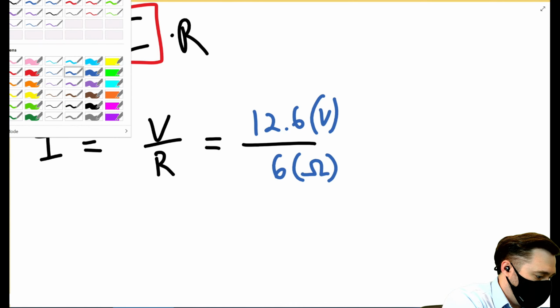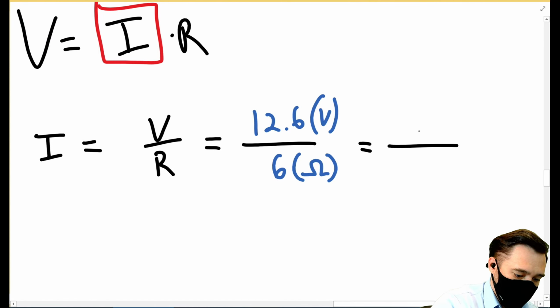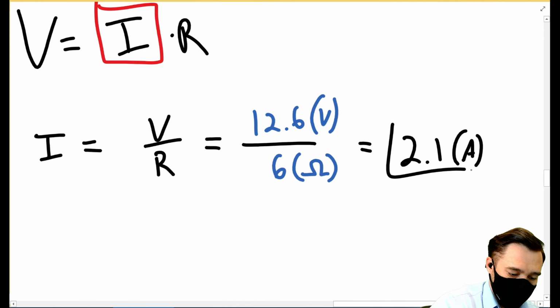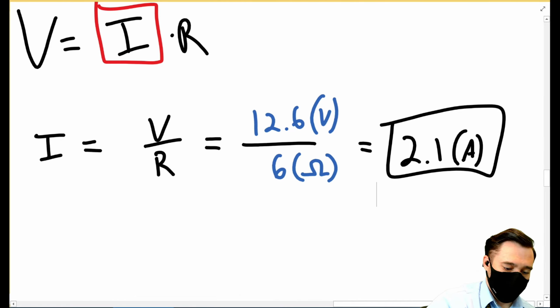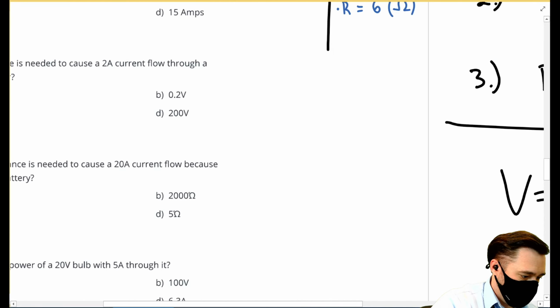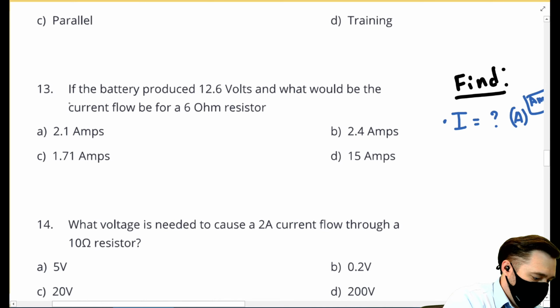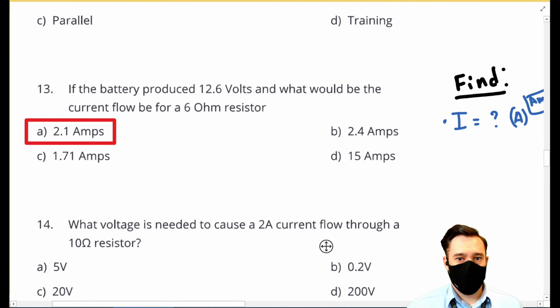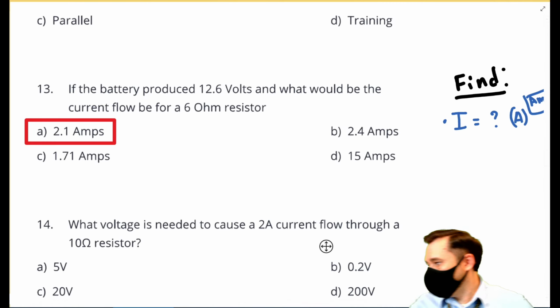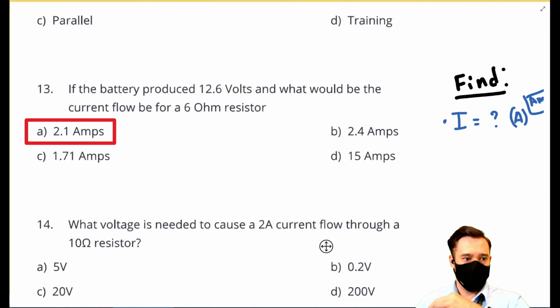And just like Josh mentioned earlier, this is going to end up giving us, was it 2.1? Yeah, 2.1. 2.1 amps. Pretty easy stuff. So go back over to the problem. So 2.1 amps is going to be letter A. Any questions so far? Is everybody tracking?